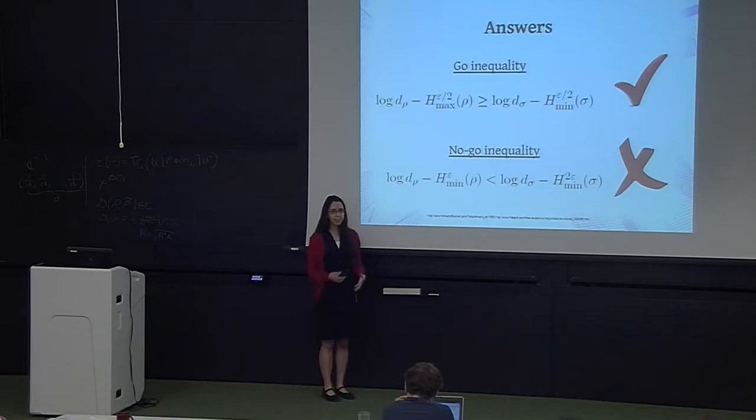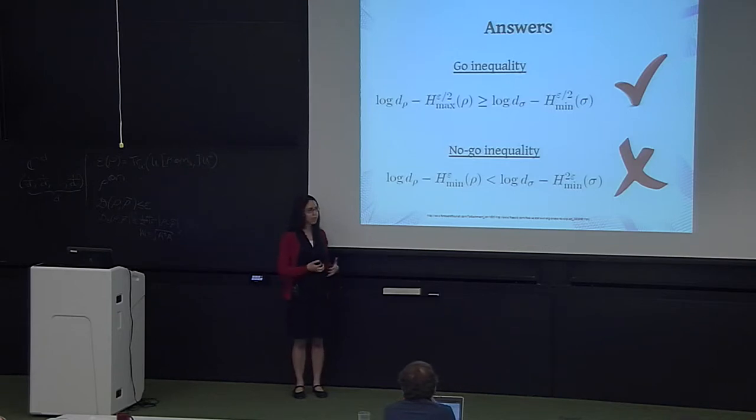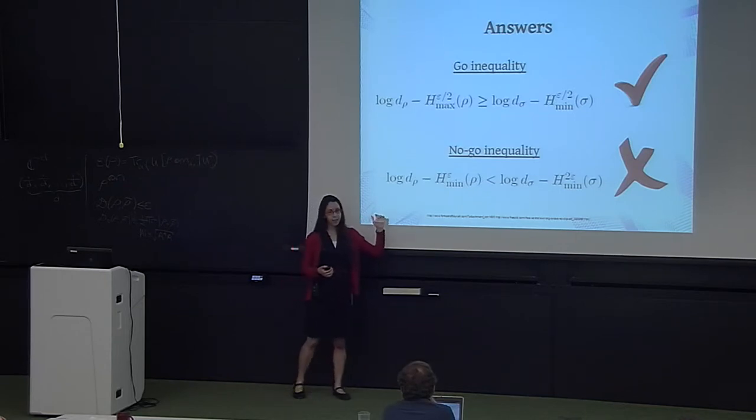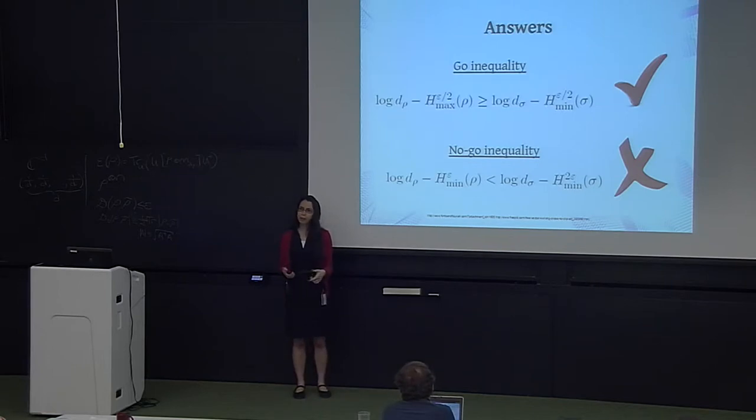Log d minus a max entropy is basically the amount of non-uniformity that noisy operations can extract from a state, sort of the distillation rate of nonuniformity. Log d minus H min is basically the amount of nonuniformity that you need to create that state. The nonuniformity cost of creation, cost of formation. Basically, the inequality is saying if you can extract from rho at least as much nonuniformity as you need to create some sigma tilde, noisy operations can make the transformation. And if you cannot extract from rho at least as much nonuniformity as you need to create some sigma tilde, you cannot make the transformation.